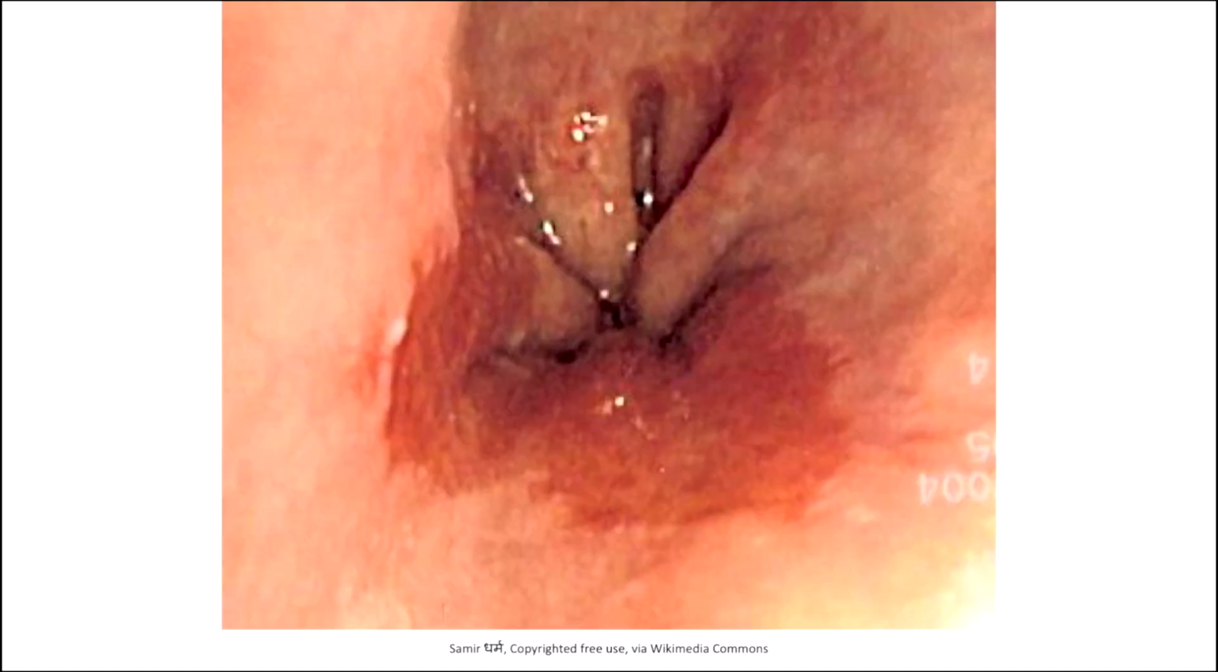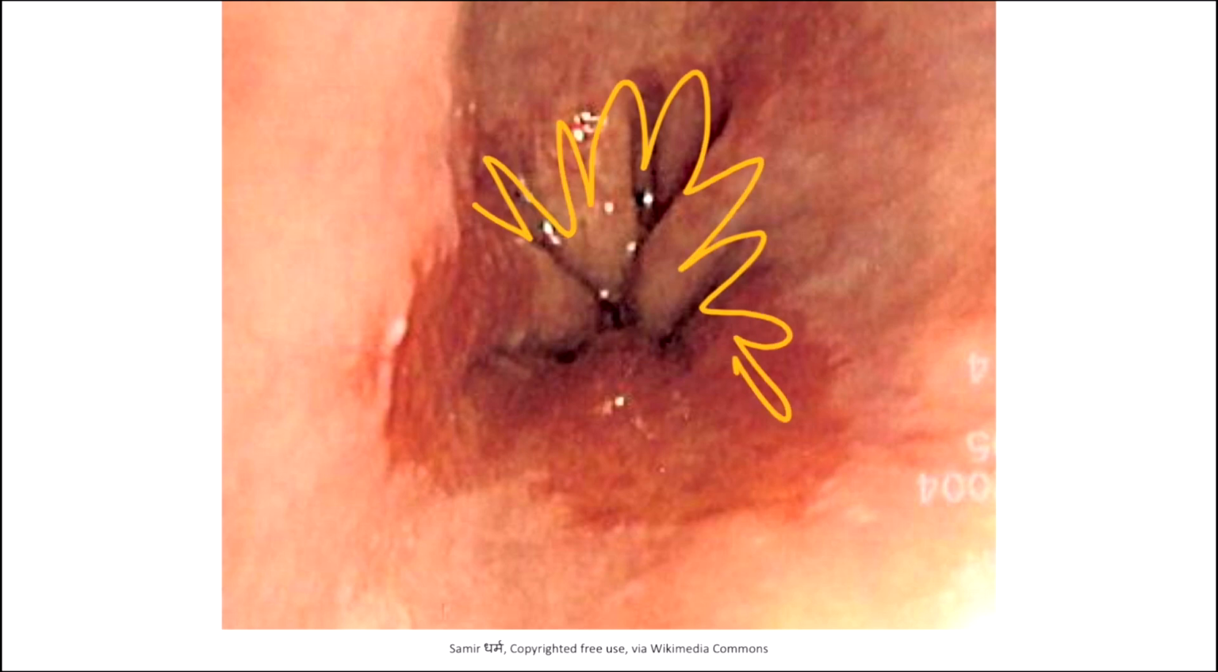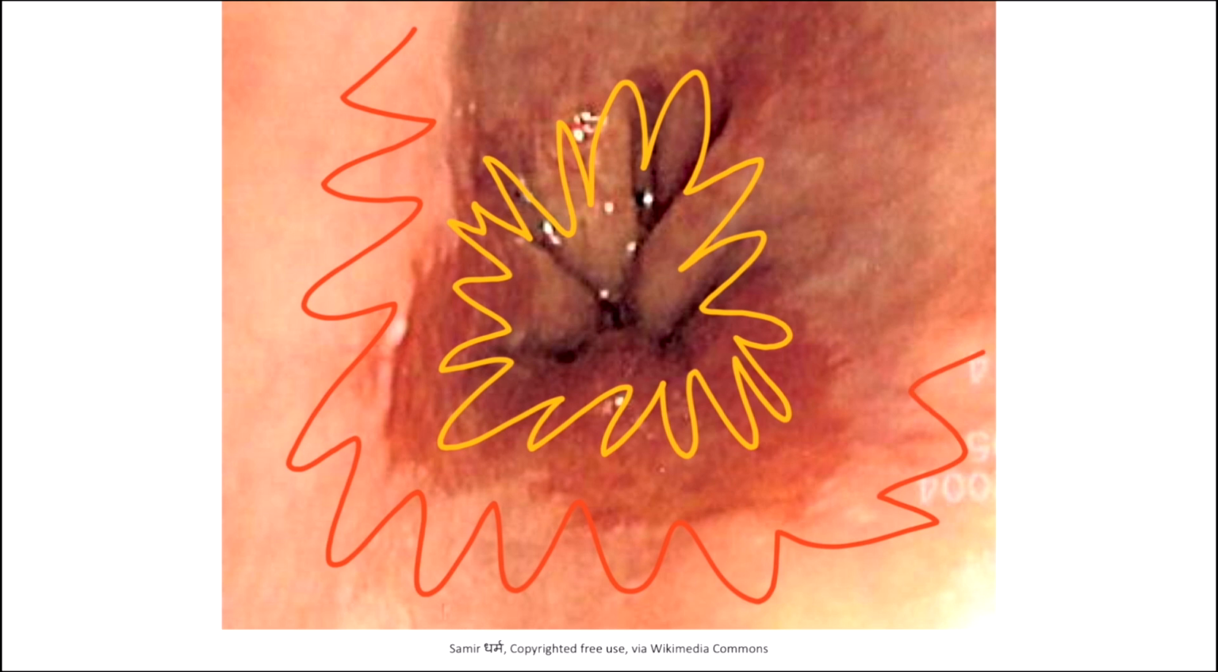This is how Barrett esophagus looks like on endoscopy. We can appreciate those dark pink patches, different from the normal esophageal mucosal color. These patches indicate intestinal metaplasia.